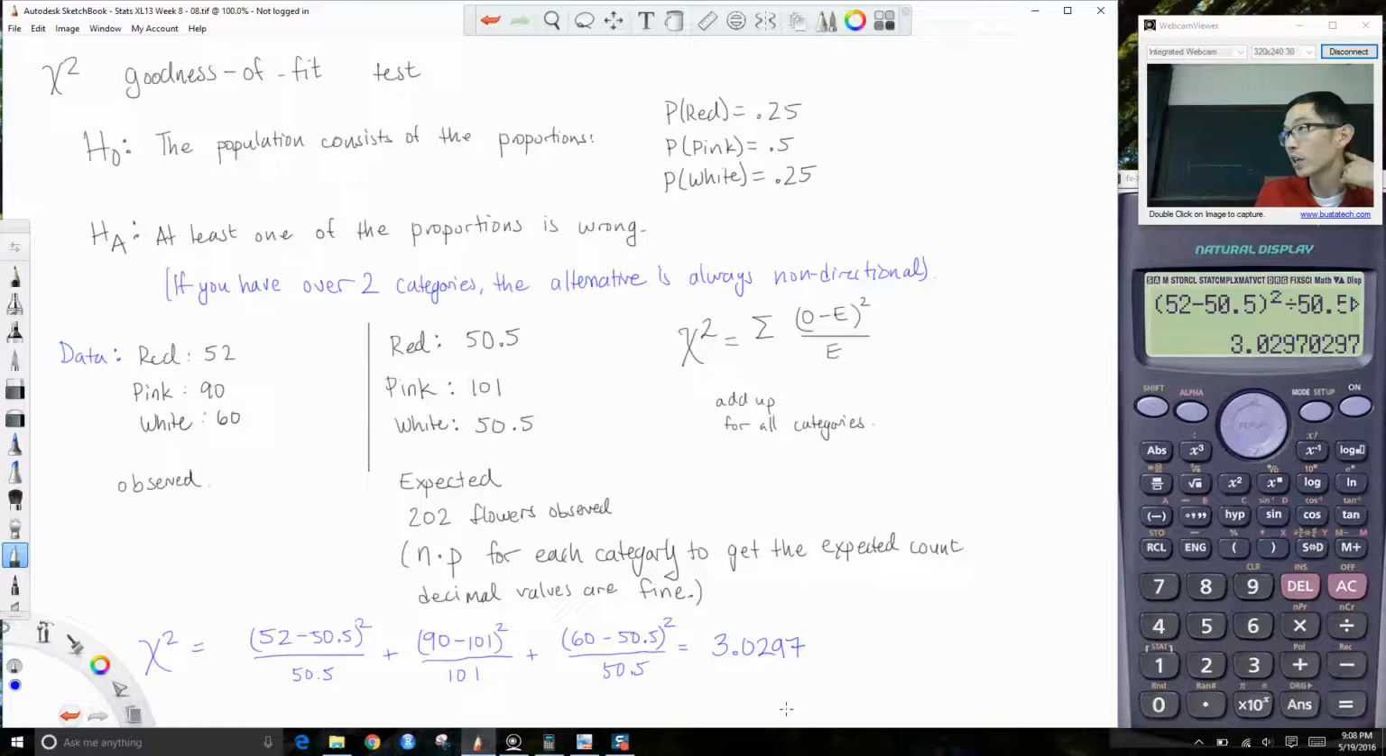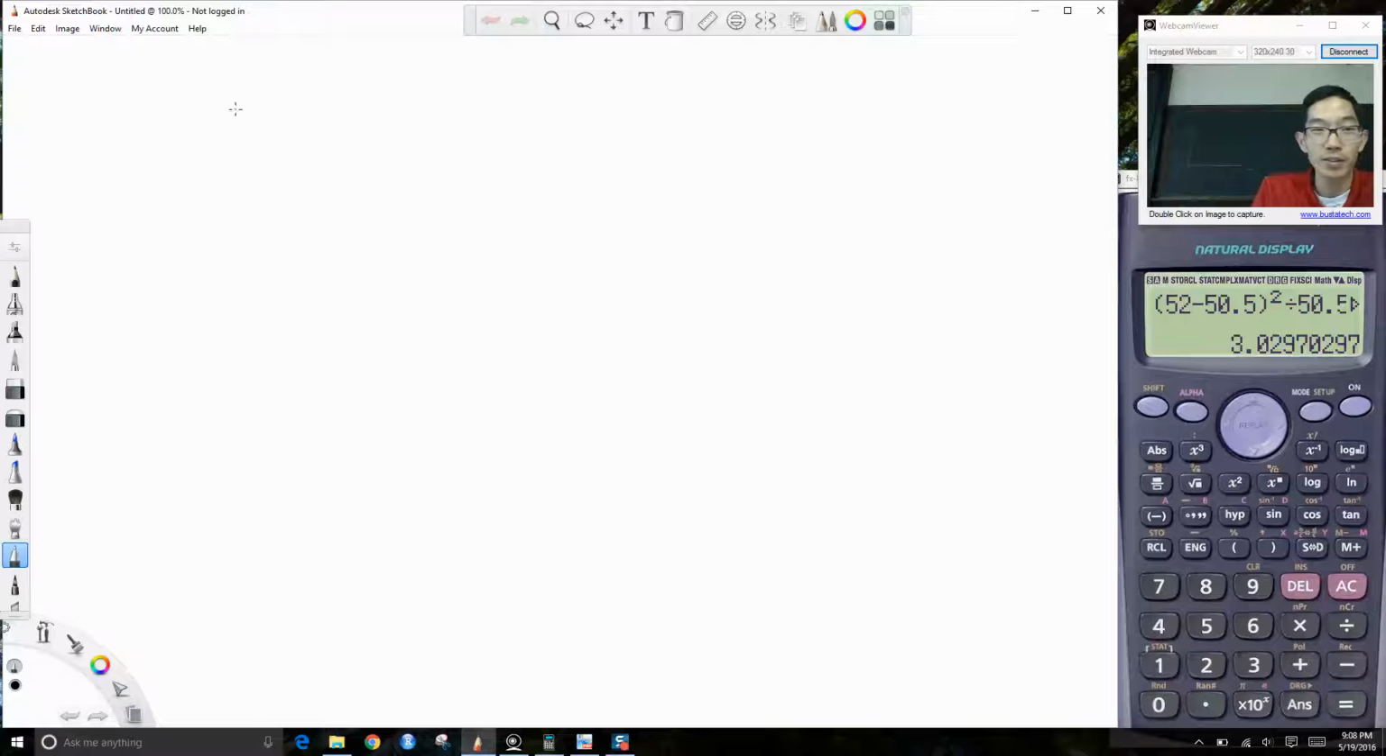Okay, we have a reference table, and so my chi-squared statistic is 3.0297. Okay, so we got chi-squared is 3.0297, and we're going to go to the chi-squared table. The chi-squared table also has a degrees of freedom term, and here it's the number of categories minus 1.